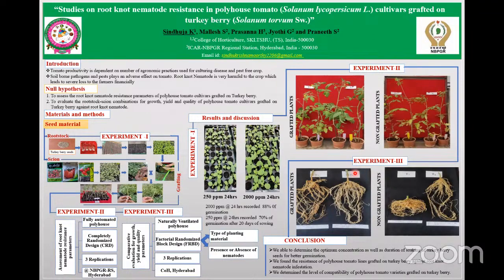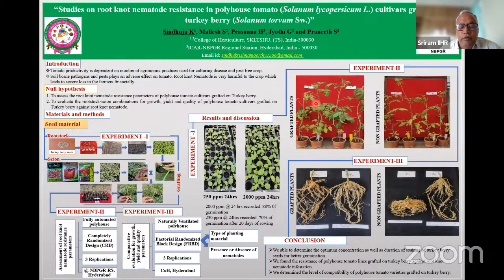In experiment 3, grafted plants were significantly better in growth, yield and quality under the presence of nematodes. Here we can see the clear-cut difference. Grafted plants were least infected with nematodes, with fewer than 10 galls. Non-grafted plants had an uncountable number of galls and a much different root system also. Coming to the conclusion, we determined the optimum GA3 concentration and soaking duration of turkey berry seeds for better germination, we found the resistance of grafted plants against root knot nematode, and we determined the compatibility level of tomato varieties grafted on turkey berry. Thank you, sir. Thank you, everyone.